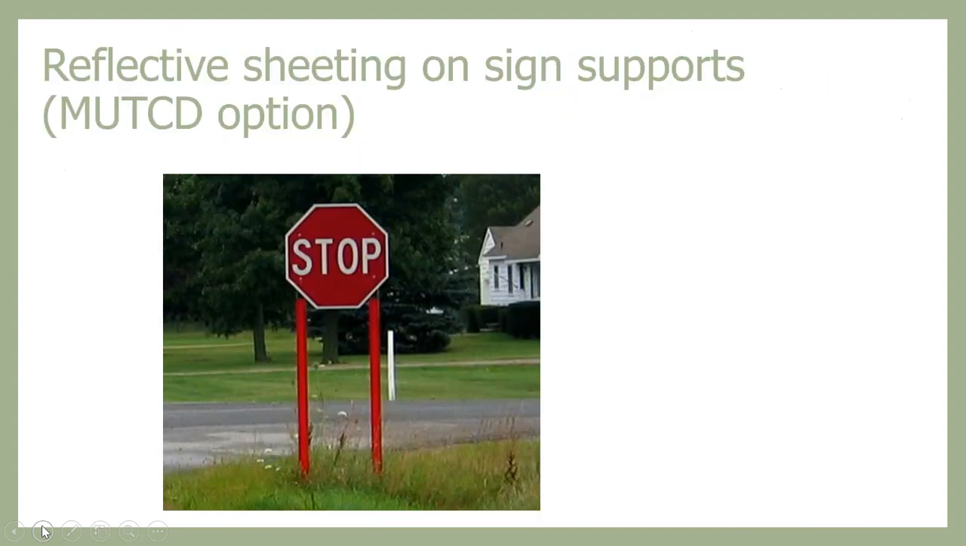Another way to increase the conspicuity, the visibility of traffic control devices at intersections is the use of reflective sheeting on the sign support posts. This is an option. It is described in the Manual on Uniform Traffic Control Devices, or MUTCD. It's not required, but it is certainly permissible and is becoming a more common practice around the country. It just helps the signs stand out more at night in particular, obviously, but just gives that added target value.